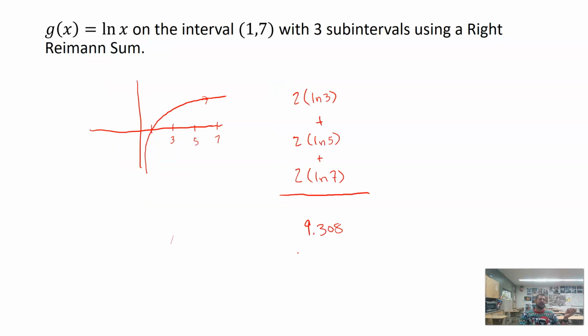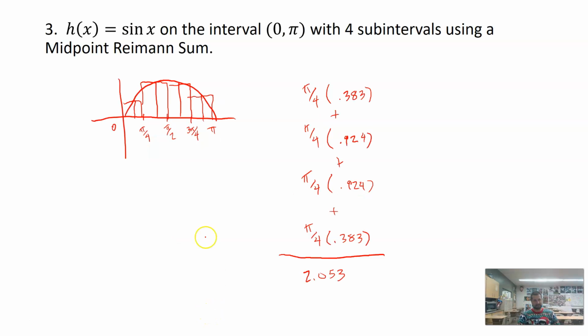The next one, ln, you're going from 1 to 7 with 3 subintervals. So you're going from 1 to 3, 3 to 5, 5 to 7. So the base on all of those rectangles is 2. And then what you have to do is plug in those various numbers with a right Riemann sum. That's why this is the ln of 3, the ln of 5, and the ln of 7. So you add all those together, and I could have put decimal numbers for each of those as well, and you would have been totally fine with the height. Either way, I just didn't type it in initially, then I got 9.308 in the end.